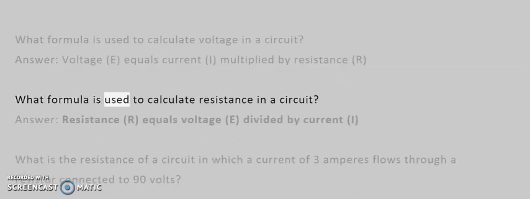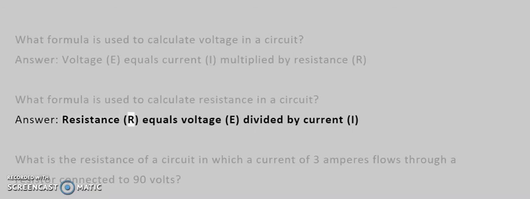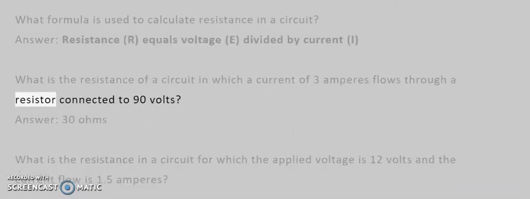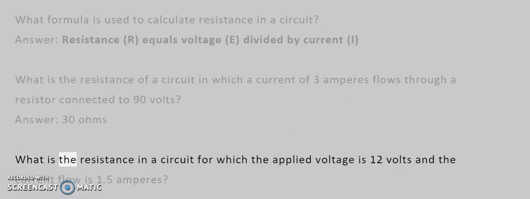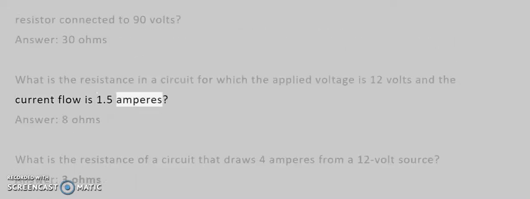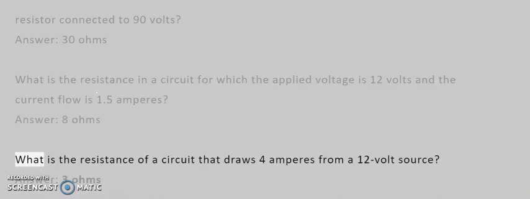What formula is used to calculate resistance in a circuit? Answer, resistance, R, equals voltage, E, divided by current, I. What is the resistance of a circuit in which a current of 3 amperes flows through a resistor connected to 90 volts? Answer, 30 ohms. What is the resistance in a circuit for which the applied voltage is 12 volts and the current flow is 1.5 amperes? Answer, 8 ohms. What is the resistance of a circuit that draws 4 amperes from a 12-volt source?